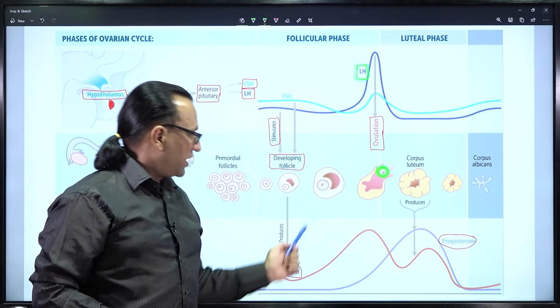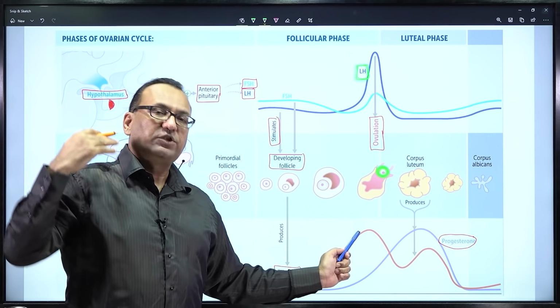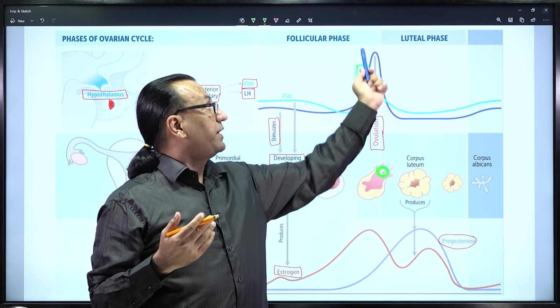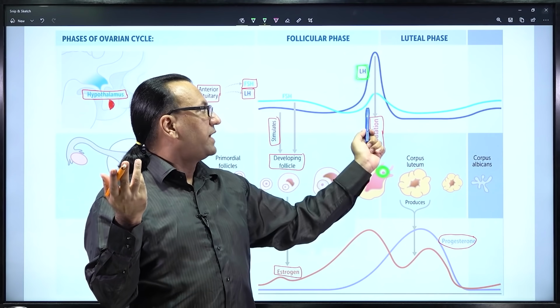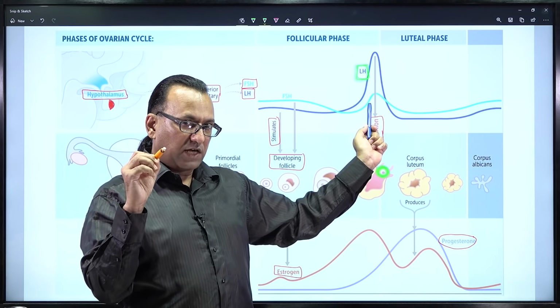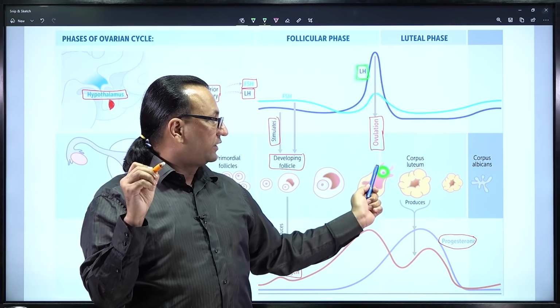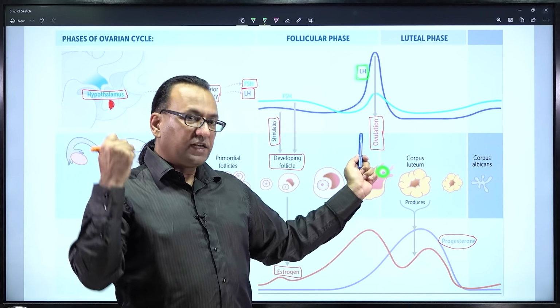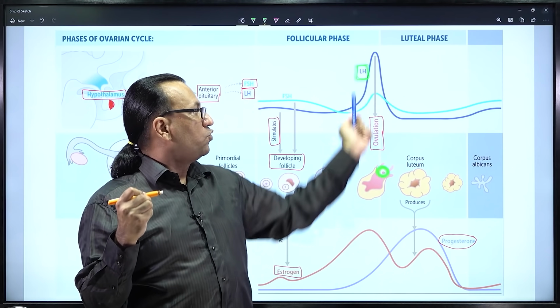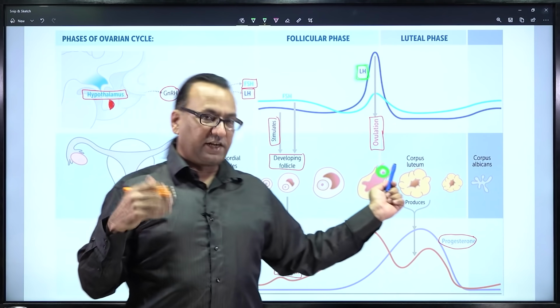First, we have the estrogen taking a peak, which will then stimulate the LH peak. Simultaneously, there will also be an FSH peak. But if you are asking about the ovulation, the first answer should always be that it is the LH peak which leads to ovulation, and the secondary oocyte is released.